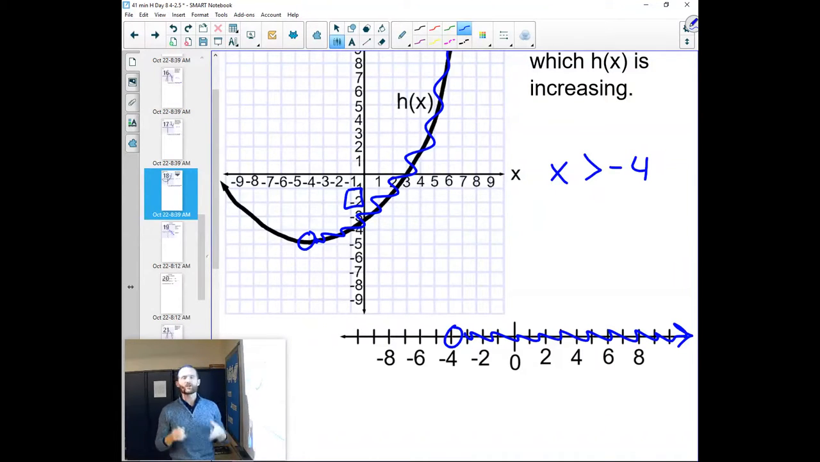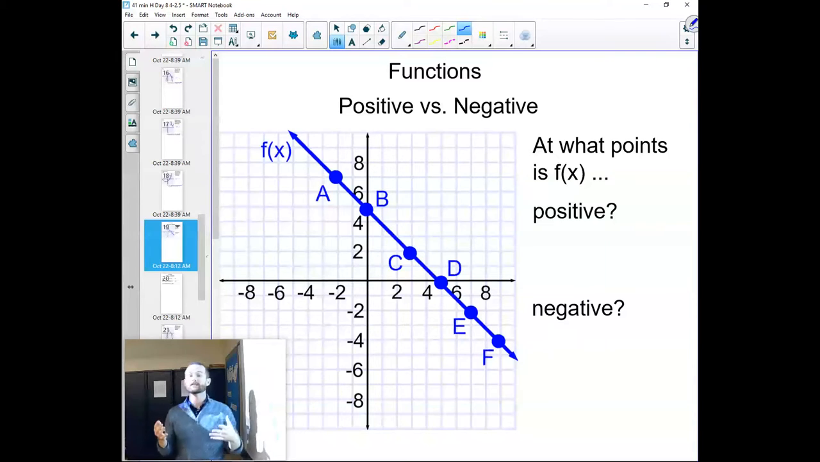And there we go. So that's the work we're going to do with increasing or decreasing, but there's one other way that we're going to describe our functions, and that has to do with positive versus negative. So here's a graph here, and the question is, at what points is f of x positive and negative?